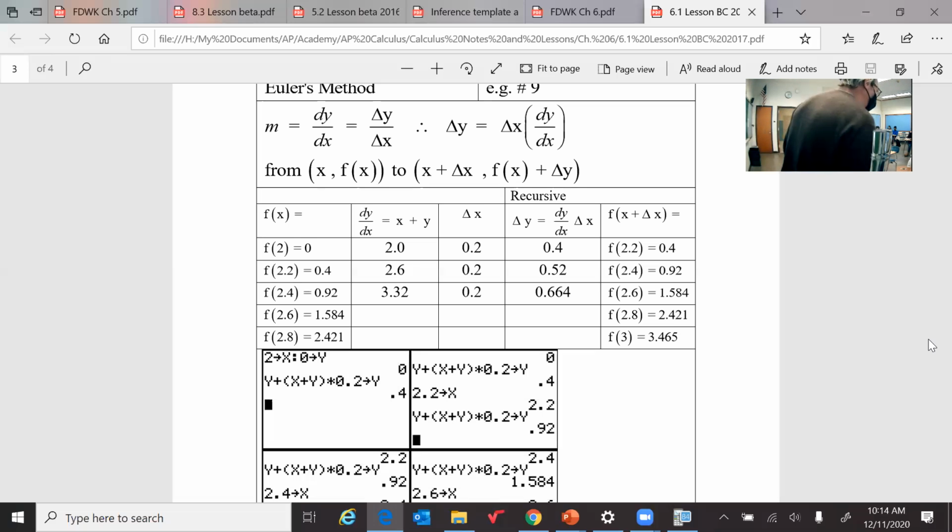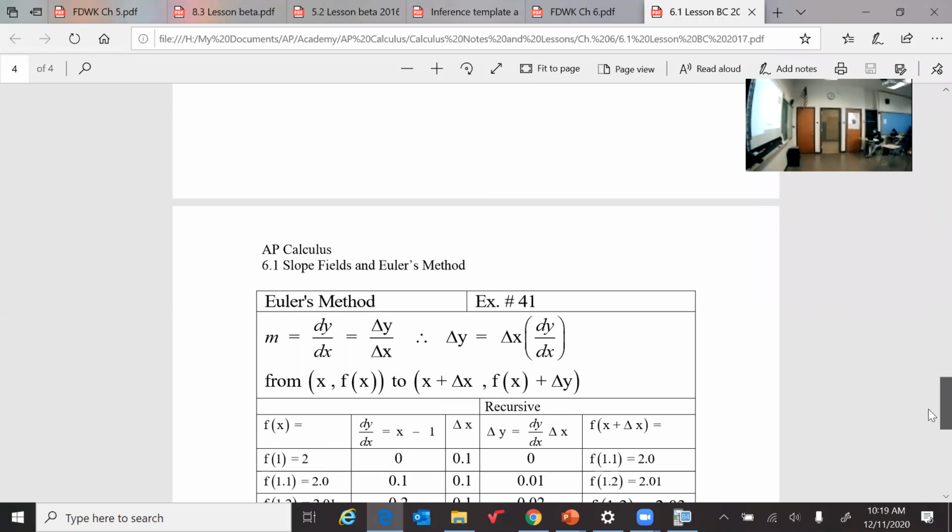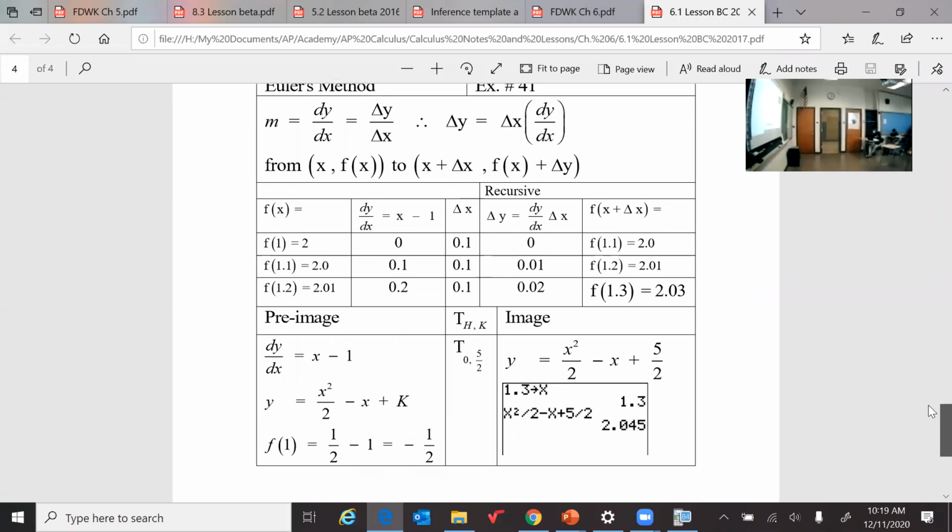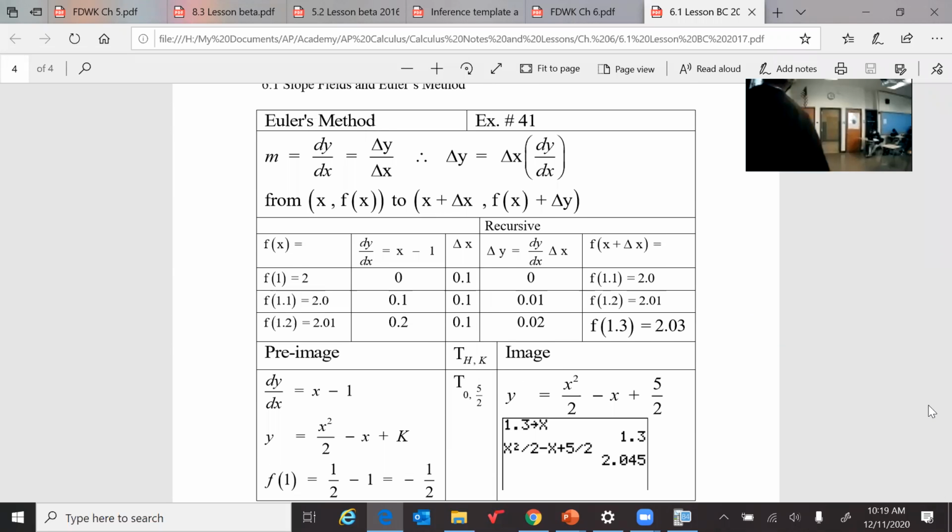So we're going to pause this, leave that up there as your model. You're going to problem number 41, please. So 41 would look like this. (1, 2) is given, so the derivative is 0. 0 times delta x is 0. So at 1.1, y stays at 2.